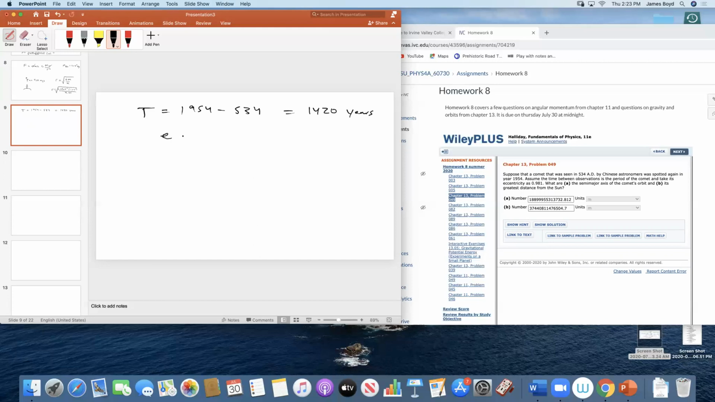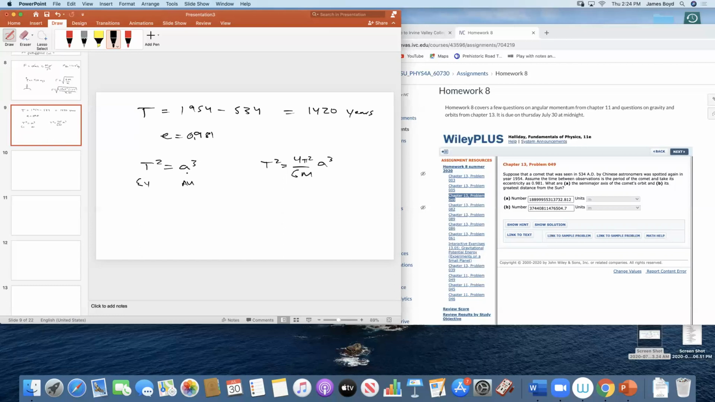Now, they tell us that the eccentricity is 0.981. Pretty high, but comets are notorious for that. Now, in this problem, we are in the solar system, and we therefore can use T squared is a to the third. If we weren't, it would be 4 pi squared over GM times a to the third. That would be in seconds and meters, but here we can be in Earth years and we can be in AU, okay?